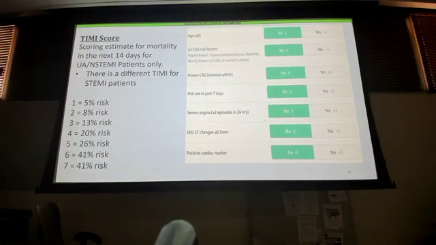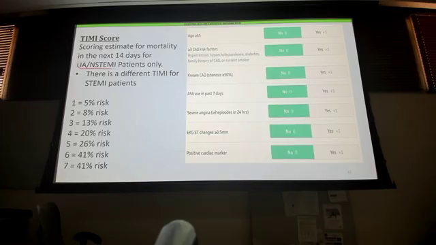So. Okay, another scoring tool that you can use to help you in the disposition of your patient is the TIMI score, which there's 2 versions of the TIMI score. There's a TIMI score for unstable angina in NSTEMI patients, and then there is a TIMI score for STEMI patients, okay? So make sure you're using the right one depending on your patient scenario.